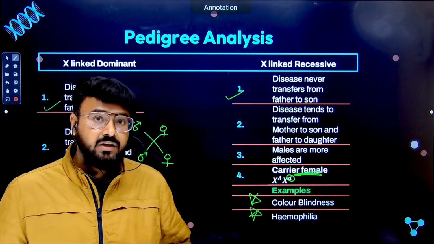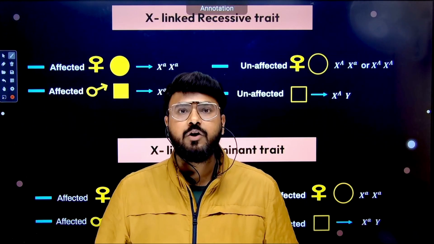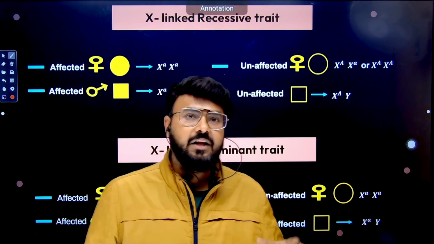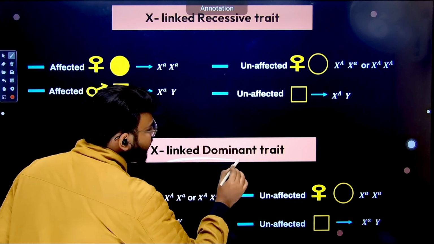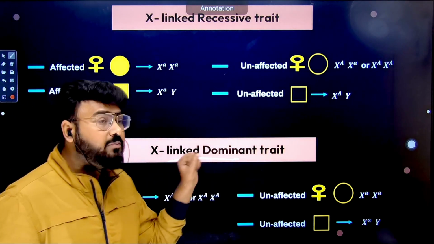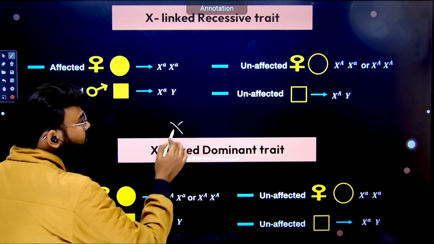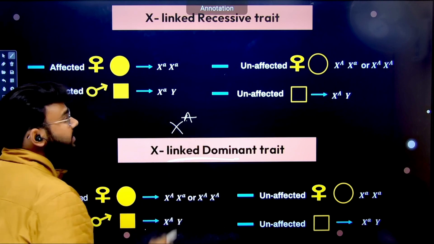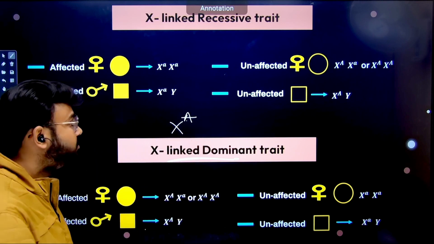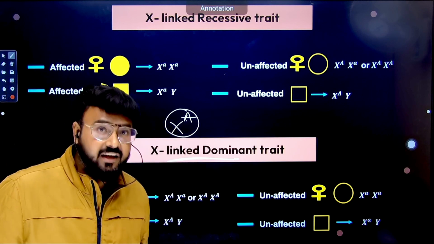Now we will talk about the genotype for both the traits. First we will talk about the X-linked dominant trait. Like I have told, it is a dominant trait, so the X chromosome will have the mutant gene as dominant. That is why we are writing it in uppercase. So this is the affected mutant gene on the X chromosome.